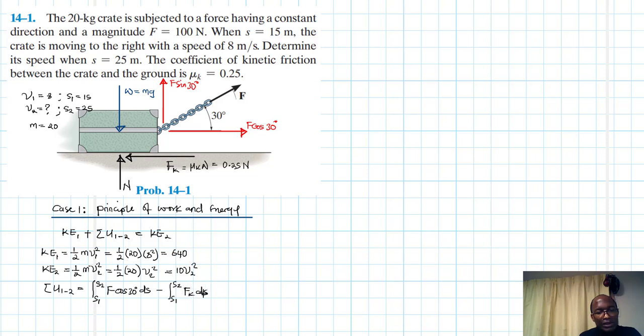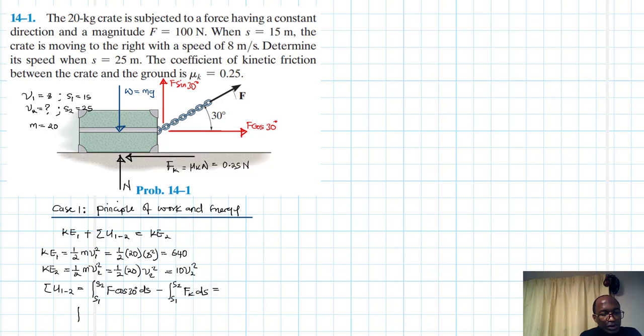And then we do have these, they are all going to give us 0. So work due to W, due to the normal force, and due to F sine 30, because you don't have any displacement, is 0. The work is going to be equal to 0, which I'm going to take note of. Alright, so we have this component, and let's work it out.